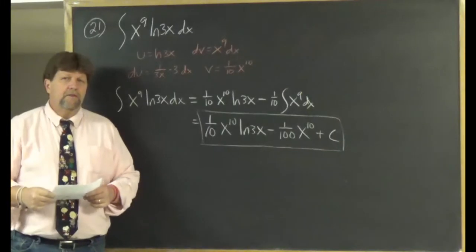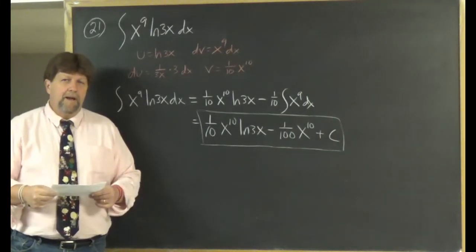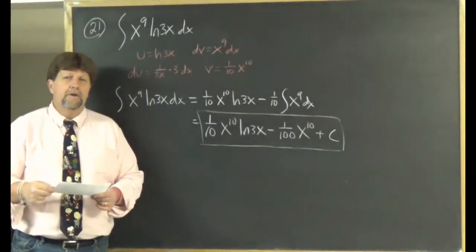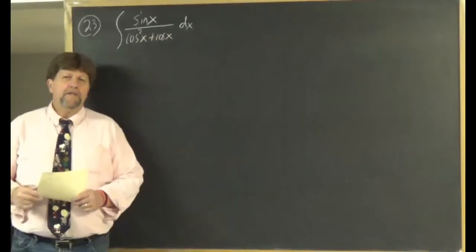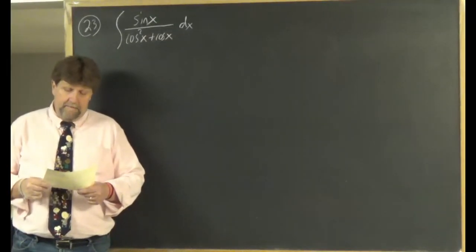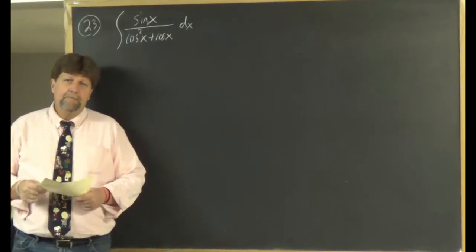That's all there was to number 21. So give me a moment and I'll be right back to see the next odd number exercise that we will do as an example. All right, the next one I thought we would do as an example is number 23, where we're going to integrate sine x over cosine squared x plus cosine x dx.